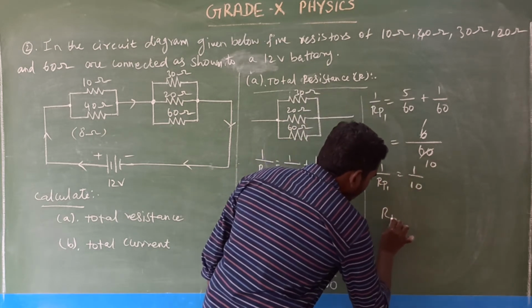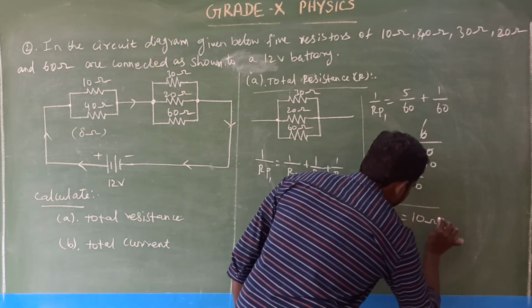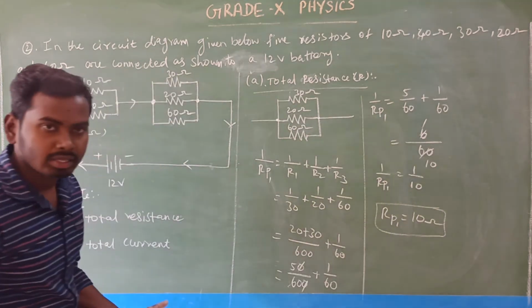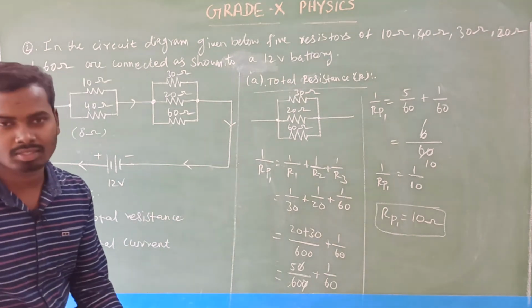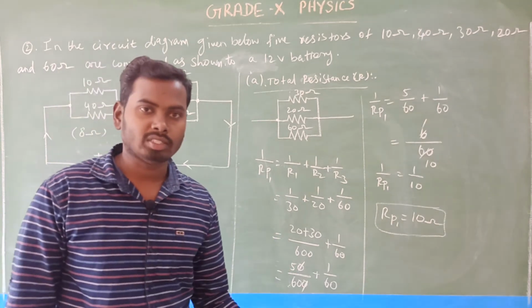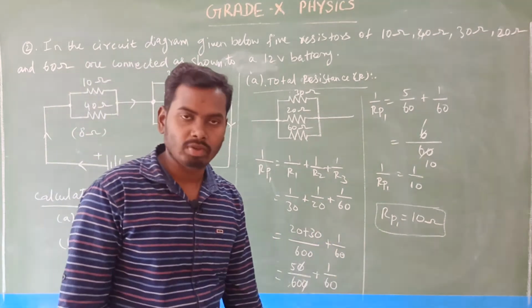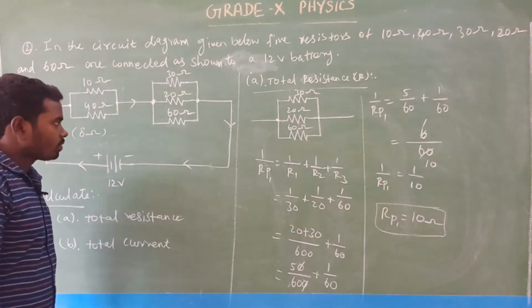So Rp1 value will be 10 ohm. What is that? 10 ohm. Is it clear? So very, very easy. Just an arithmetic calculation, that's all. Just arithmetic calculation: the addition, multiplication, division and LCM, that's all. Very easy.